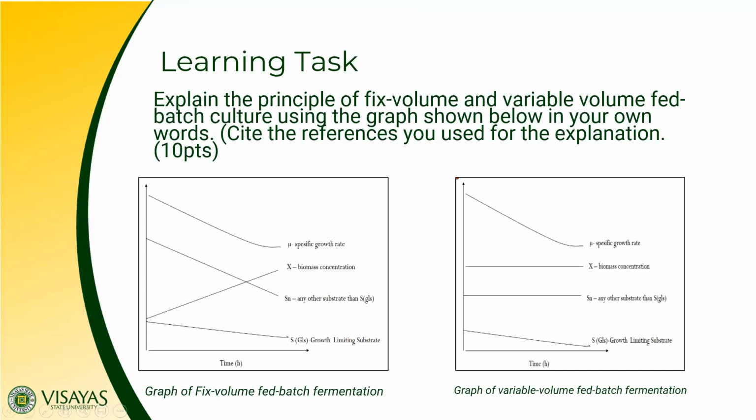This is the explanation based on the characteristics of the specific growth rate, the biomass concentration, and the substrate and the growth limiting substrate over time on the fixed volume fed batch fermentation. And this is also the graph for the variable volume fed batch fermentation. Here, explain why this is the trend of the graph and how it relates to the biomass concentration, specific growth rate, and other substances. The same with this second graph.